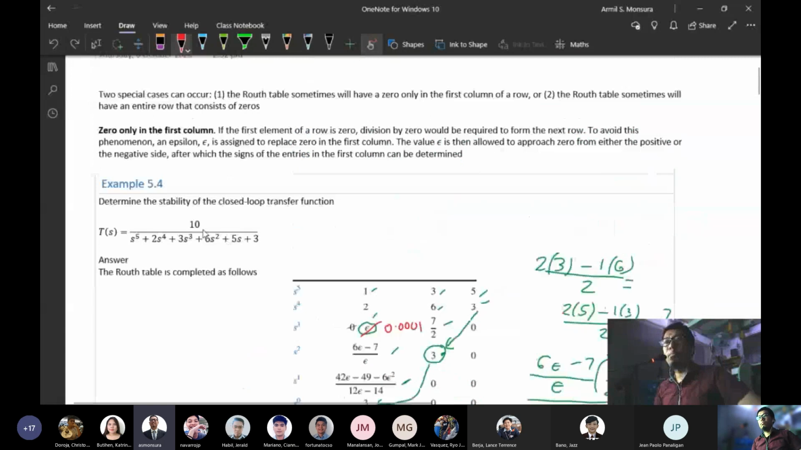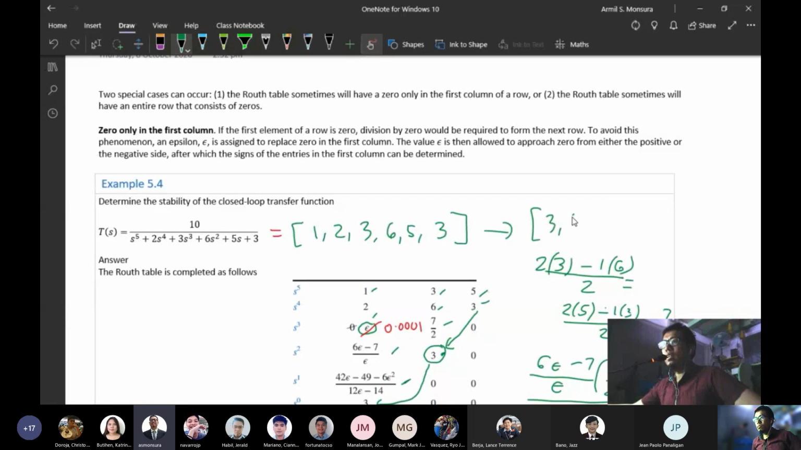Dito, kung ito yung binigay sa ating denominator, ang ating coefficients ay 1, 2, 3, 6, 5, 3. Sulat natin siya ngayon as yung reverse niyan, which is 3, 5, 6, 3, 2, 1. Yan yung isusulat natin, o yan yung ilalagay natin ngayon sa route table natin.